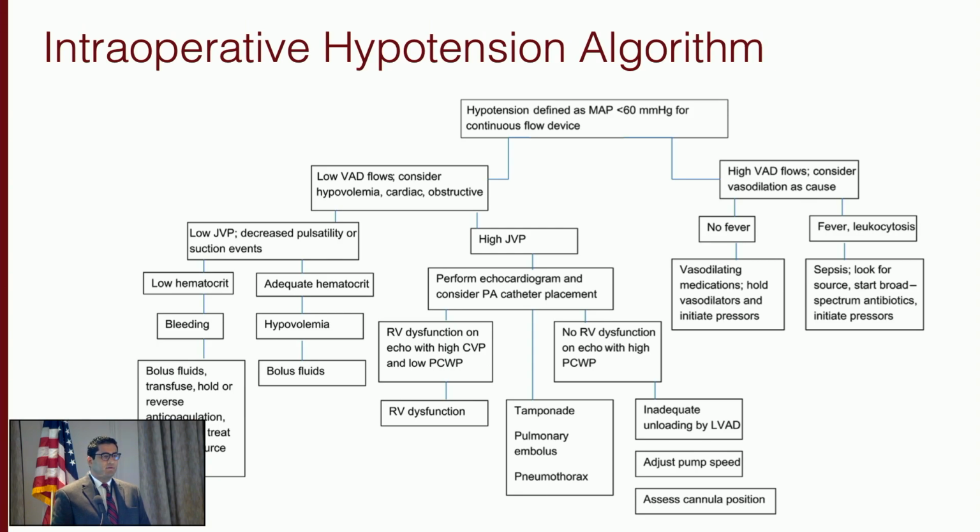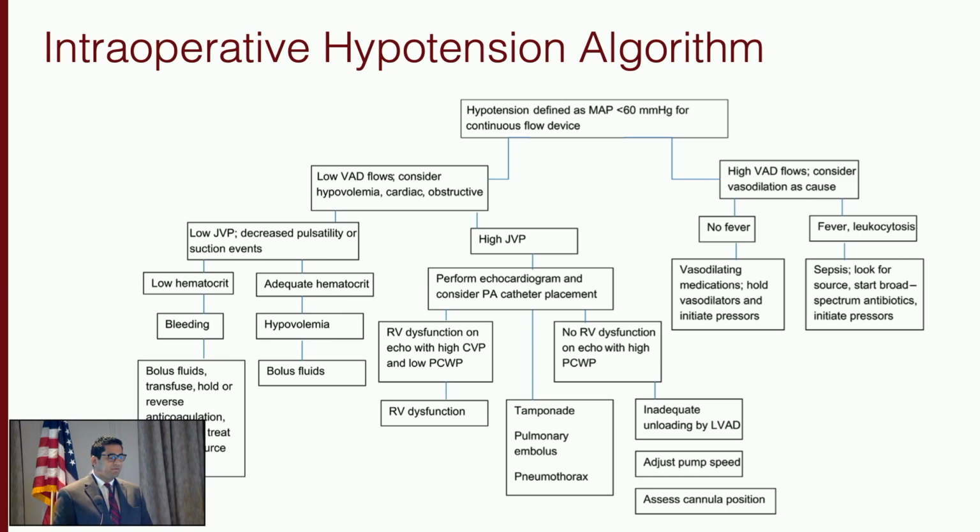If the patient has a fever, you can assume that they have sepsis and you want to start broad spectrum antibiotics, look for source control, and initiate vasopressors. If the patient doesn't have a fever, you can look at whether they're on vasodilatory medications. You can try to hold their vasodilators or change your anesthetic technique to cause less vasodilation. And you can also, again, initiate vasopressors.